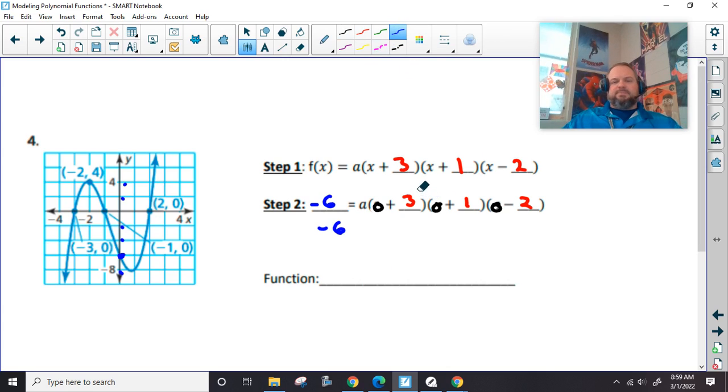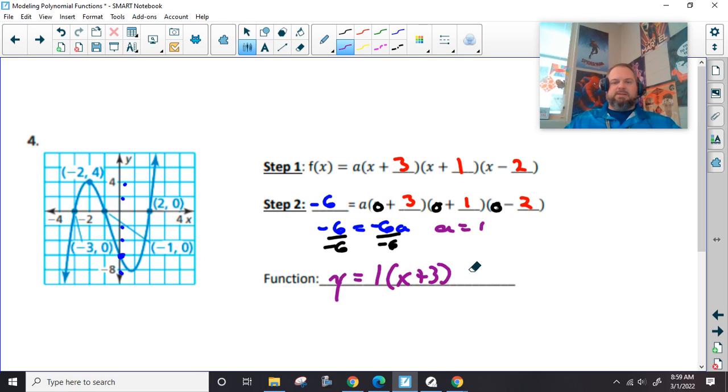All right, 3 times 1 is 3 times -2. This gives us -6a. All right. So we actually, a is 1 again. Yay. So let's use a y this time. So y = 1(x + 3)(x + 1)(x - 2).